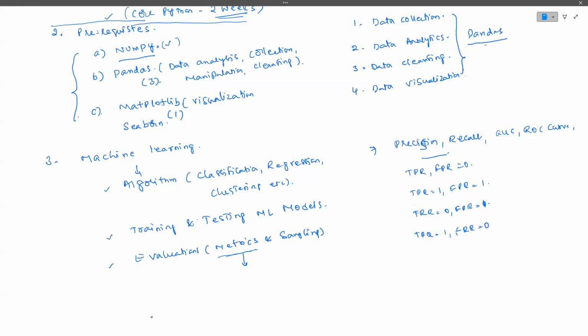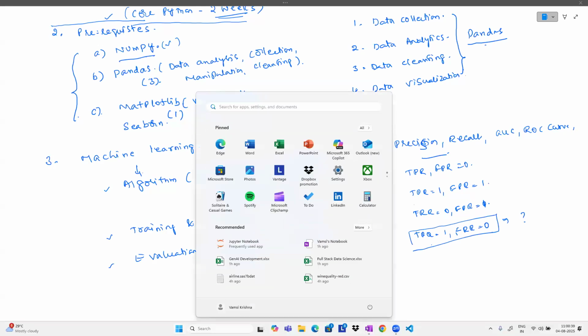Generally we recommend this one, guys: TPR should be a higher value, and FPR should be a very low value. The ideal values are 1 and 0, but in real cases, we can't achieve that, guys. So we require a model which gives a higher TPR and has a lower FPR. What is the meaning of that? That is what we have to understand, guys. Just try to understand with an example.